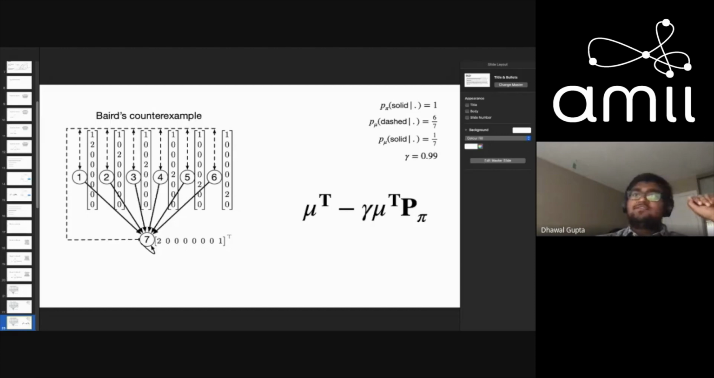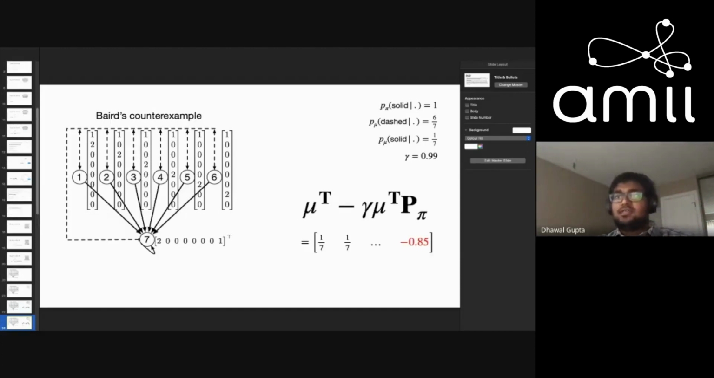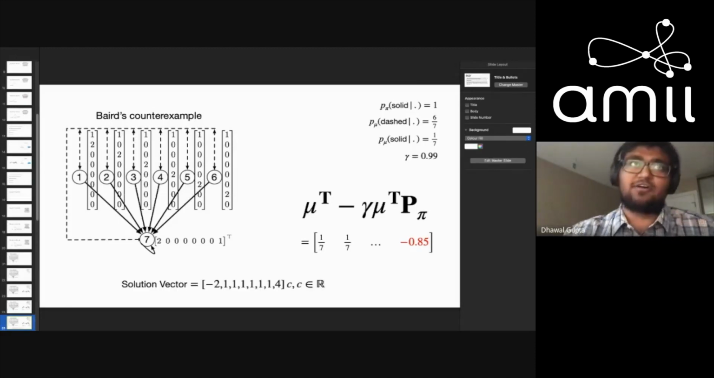And this value, in the case of Baird's counterexample, has a negative term, which shows that it will diverge. This last element is negative. And because of the over-parameterization of the weight vector, we have an infinite number of solutions, which lie normally in the direction of this vector.